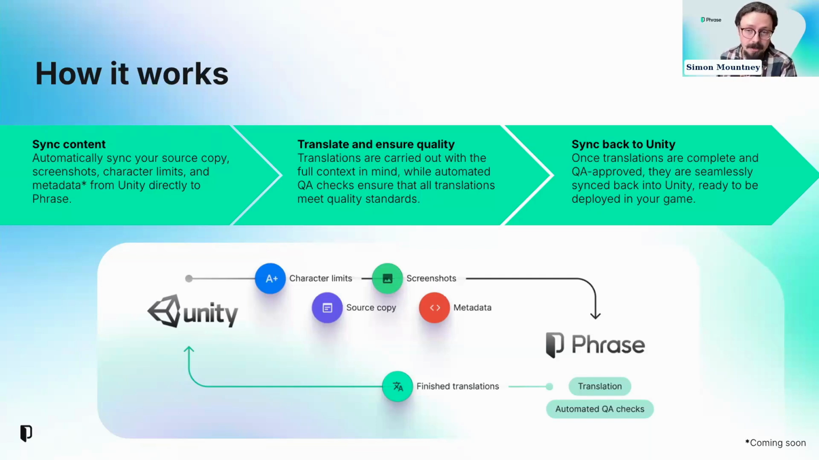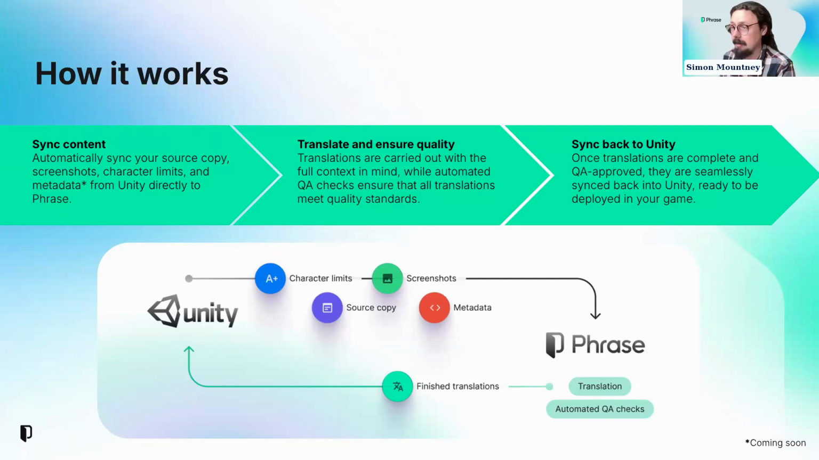So once your content is in Phrase, translations are carried out with full context, thanks to the features that we are providing through Unity. So translators have all the info they need to deliver accurate results. We also have additional automated LQA checks that ensure that all translations meet quality standards before moving forward, and then they get synced back to Unity. So after translations are completed and they pass the QA phase, they can be seamlessly synced back into Unity so that your localized content is ready to be deployed in your game without any additional steps.